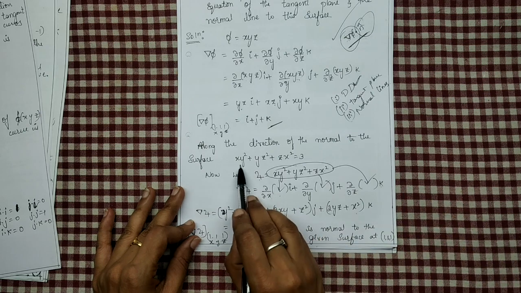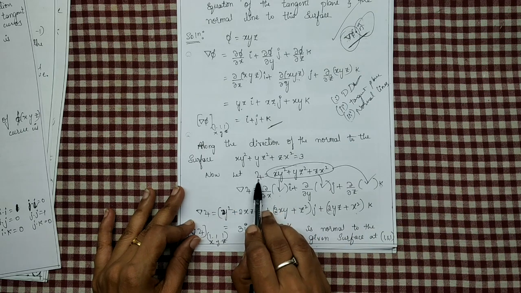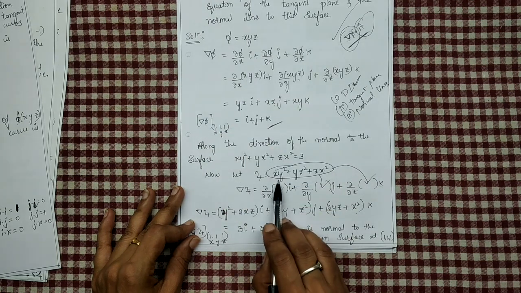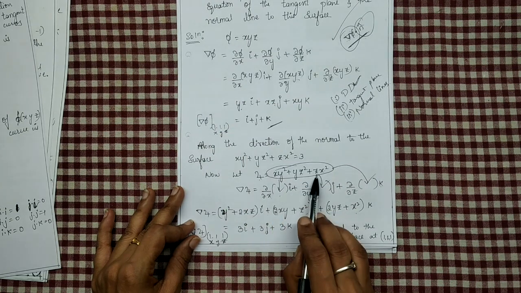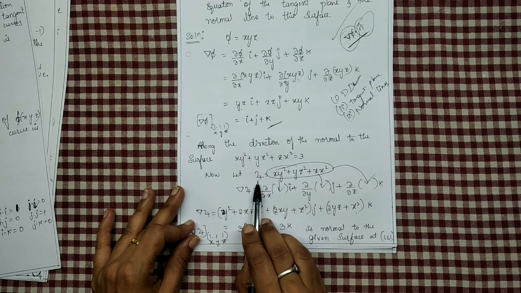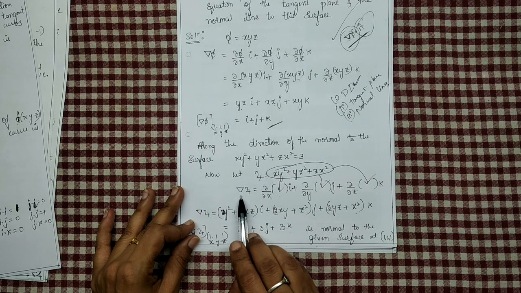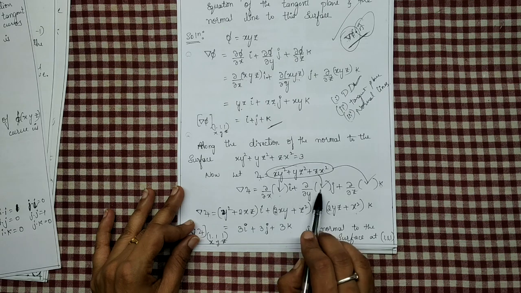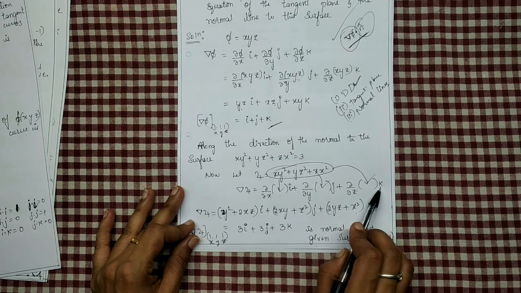To find the direction, let us take again it as some other function. Let us denote it as psi. It was phi and it is psi. Psi is equal to the given surface xy square plus yz square plus zx square. This is a given surface. For this given surface, we have denoted it as other function psi. For this function, let us find del psi. What is del psi? Del psi is equal to dou by dou x psi i cap plus dou by dou y psi j cap plus dou by dou z psi k cap.